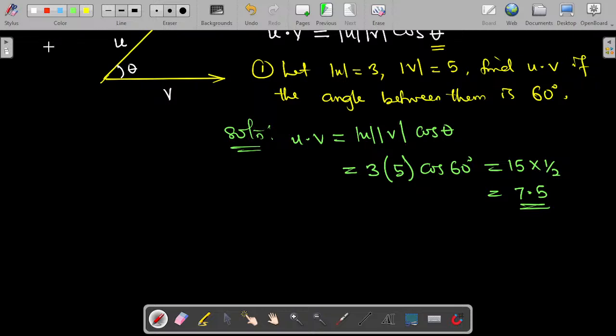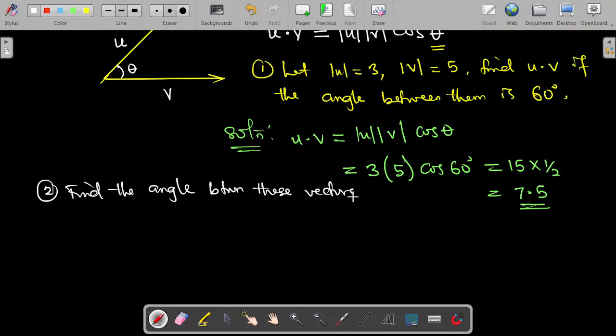Now let's begin to see, for instance, if we want you to get the angle, how do we bring the question? Look at this example here. It says find the angle between these vectors in R3.